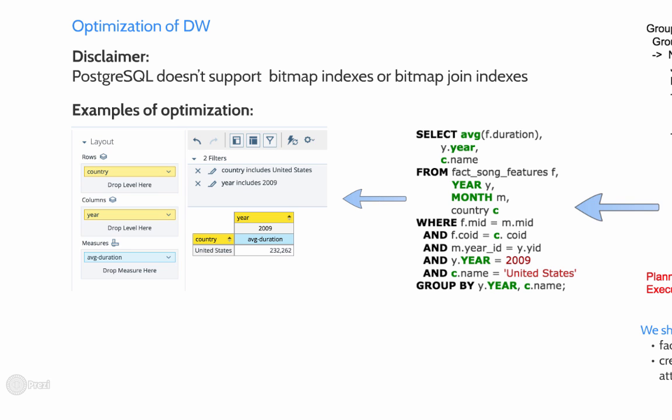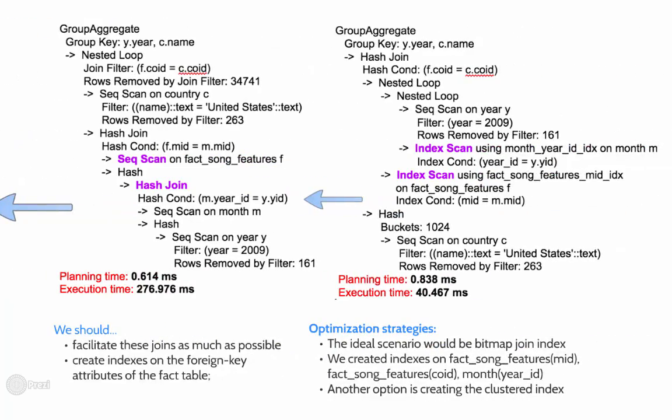The underlying code of this query selects average duration, year and name from the fact table, year, month, and country tables, and groups by year and name. The underlying query plan is the following. As you might see, the execution time of this query is around 2076 milliseconds. The query plan already gives us some insights.